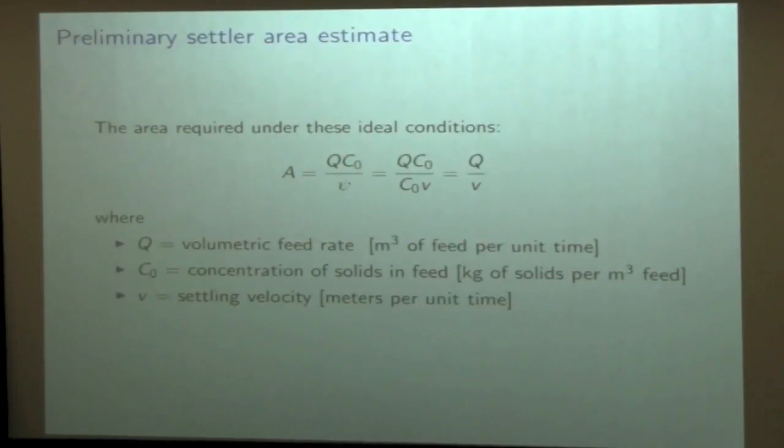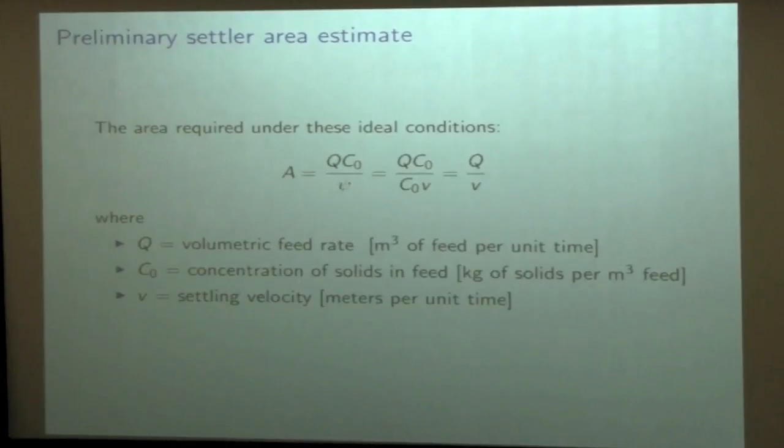So then, the way to make a preliminary estimate of the area. I must emphasize that after this class and after this course, you are not, and nor am I, an expert at designing these sedimentation vessels. This is going to give us an initial estimate of the cross-sectional area. There are a number of other factors that go into increasing and decreasing the area, but this will give you a good ballpark estimate.